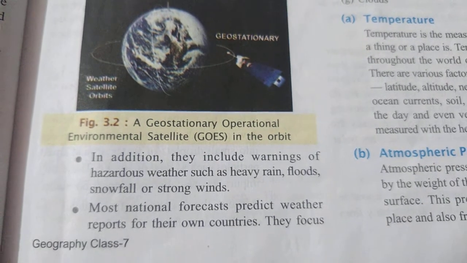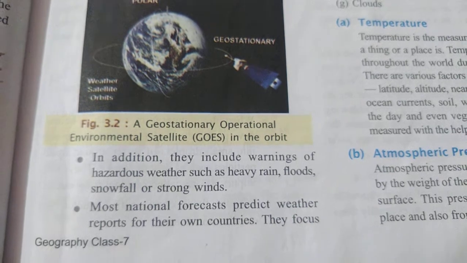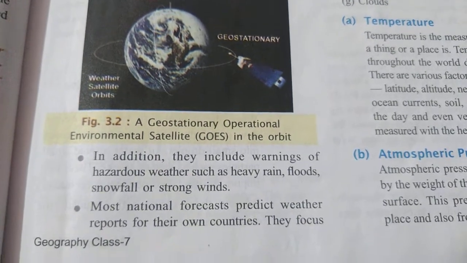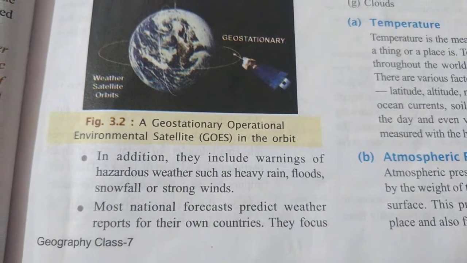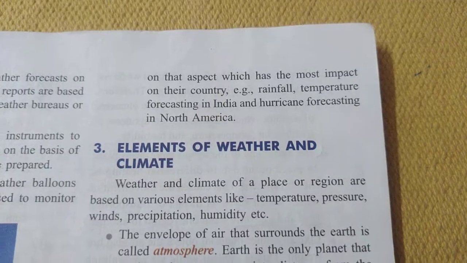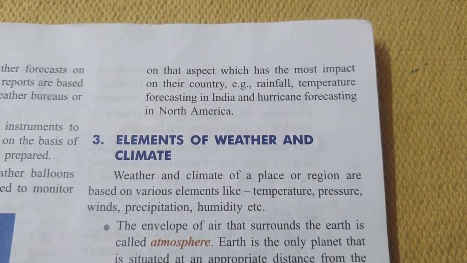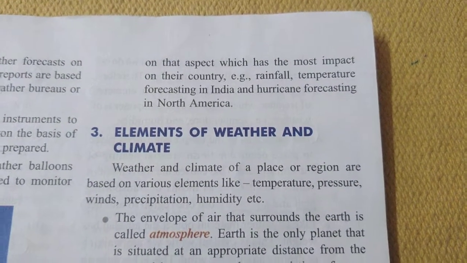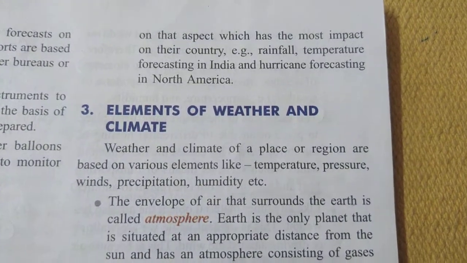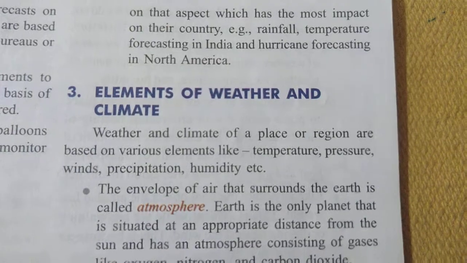In addition, they include warnings of hazards, weather such as heavy rains, floods, snowfall, or strong winds. Most national forecasts predict weather reports for their own countries. They focus on the aspect which has the most impact on their country. Example: rainfall and temperature forecasting in India, and hurricane forecasting in North America.